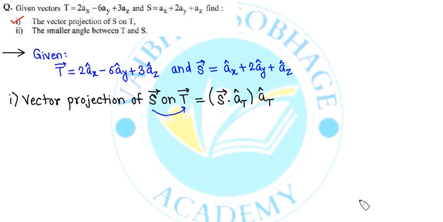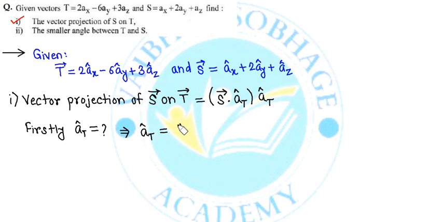Okay, so before moving on to finding the vector projection of vector S on T, we will find the unit vector AT. See, this is not very difficult, but if you don't do this, things will seem very messy while solving. So, in order to keep it simple, very firstly we will find the unit vector along T, and then we are going to simply put those values over there.